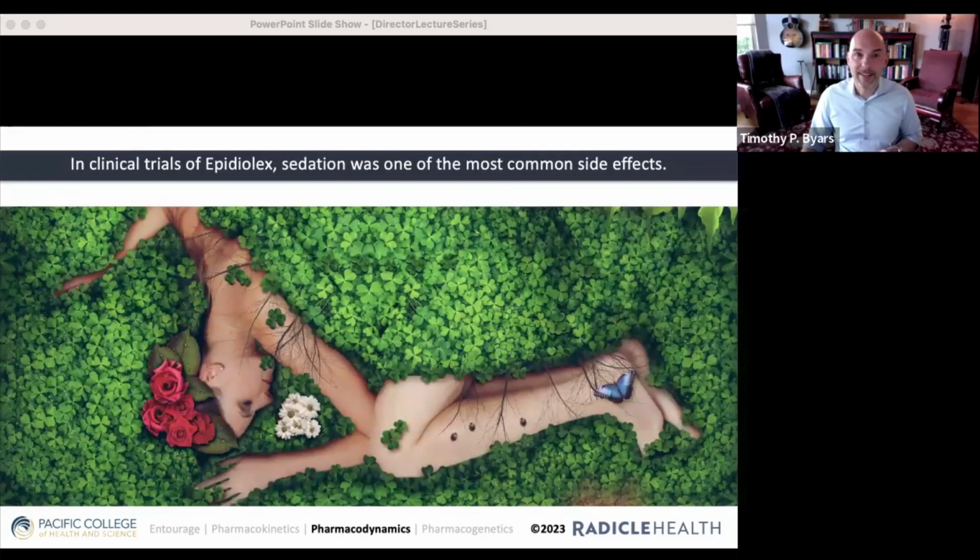I want to talk about this because there's a little debate about whether high doses of CBD can be sedating. So in clinical trials of Epidiolex, sedation was listed as one of the most common side effects. Now, this effect might be related to amplified adenosine. You know, we have high doses of CBD, right? That's facilitating adenosine signaling. It's preventing the reuptake of adenosine. And so maybe that's what's contributing to the fatigue.